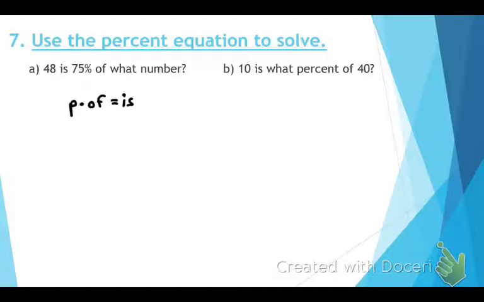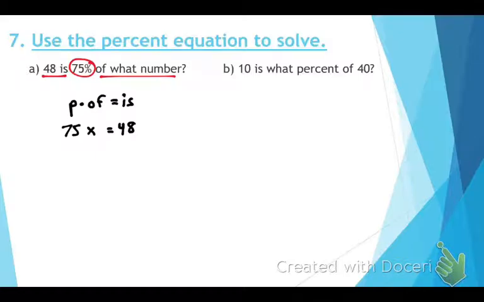Reagan, what should I underline and circle in the original problem? Underline 48 is, circle 75%, and then underline of that number. Very good. Will you start plugging this in for us? So what's the P stand for? P would be percent, so 75 times x equals 48. Okay, can anyone identify what one small problem we have right now?